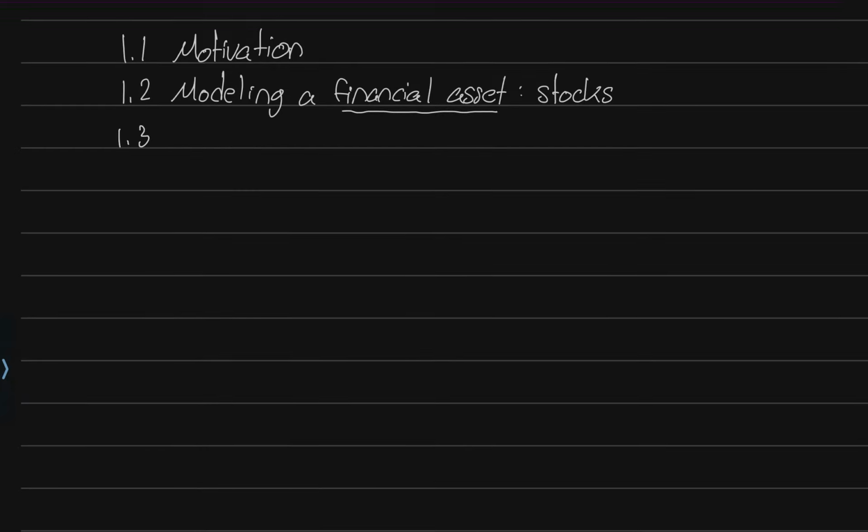1.3, I'll be going over something called Brownian motion. And what this is, is a continuous time stochastic process. And I'll go over what that really means when I get to this specific video and why it's really helpful when modeling a financial asset.